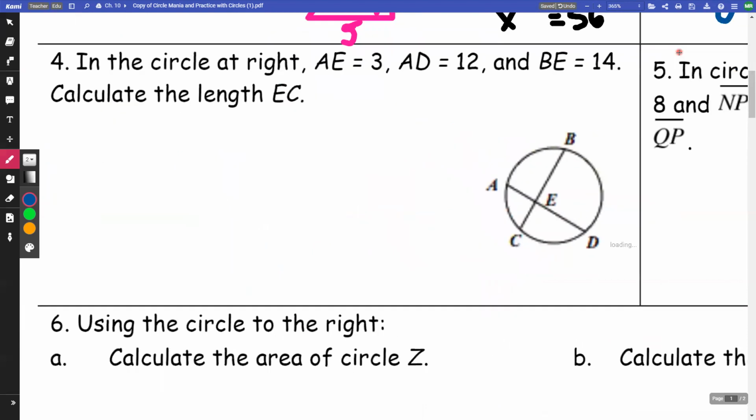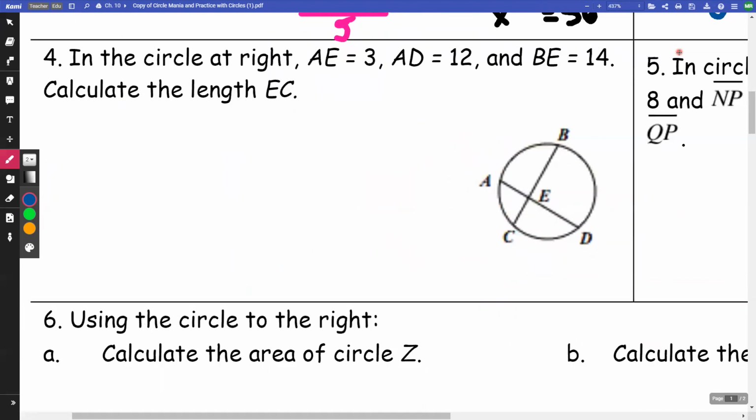On number 4, we know that AE is 3 in the color code. We know that AD, this whole AD is 12. So if that's 12, this has to be 9.